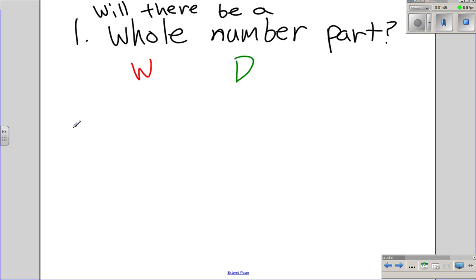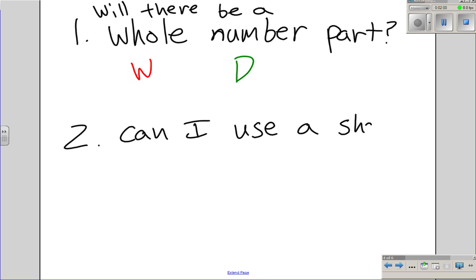Then you still need to answer another question before you move on. The second question is, can I use a shortcut? So can you use our shortcut method where we use powers of 10 to change the fraction into a decimal without using division? If you can use the shortcut, you'd write an S. If you can't use the shortcut, then you're going to write a division symbol because that will tell you that you're going to use division.